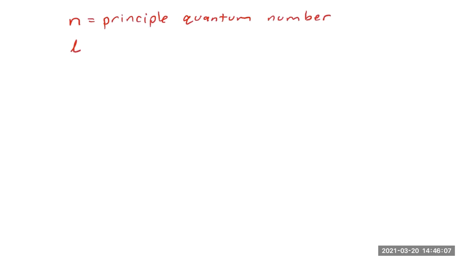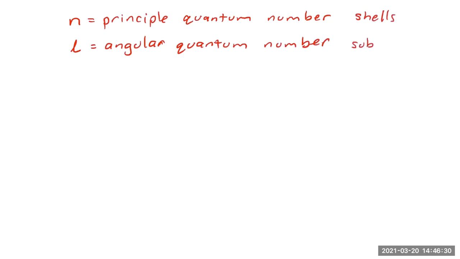Then we have L. L is our angular quantum number. Remember, L shows us the shape of the orbitals. It's our subshells. So remember, n is our shells, l is our subshells. And the shapes we designated as letters. We have s, p, d, and f. And remember, each of the letters is associated with a number. s was 0, p was 1, d is 2, and f is 3.